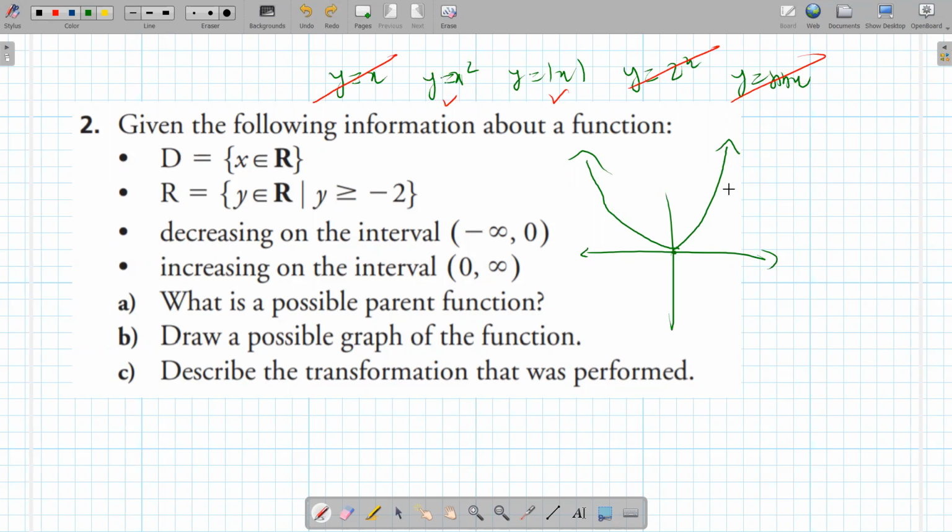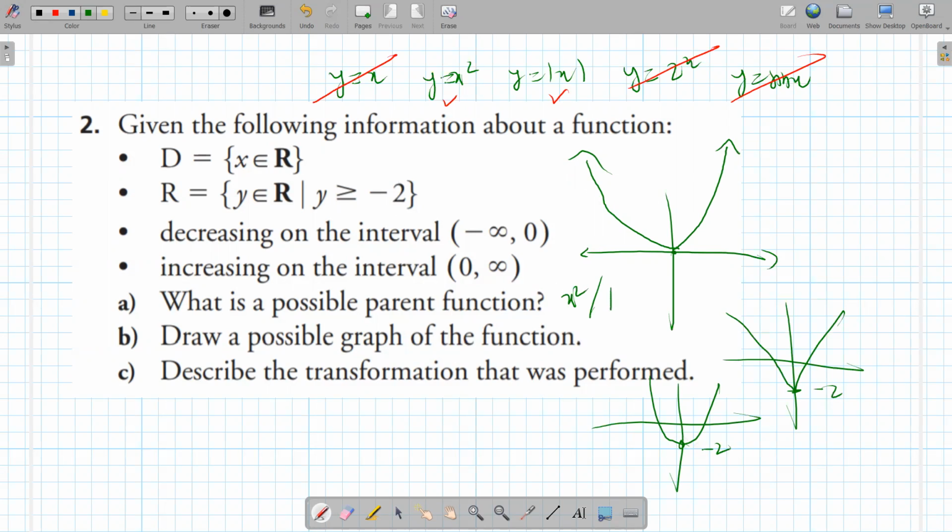The absolute value, yeah. It's just gone 2 units down. So it's going to be like that at -2. And if it's a quadratic, it's going to be like this at -2 because it's gone 2 units down. Okay. So what is a possible parent function?